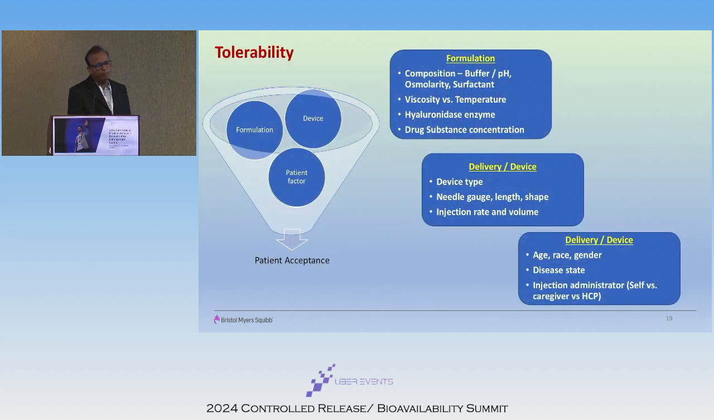The other most important part is tolerance: the injection site reactions and other complications and adverse effects that can happen from these biological antibodies. Besides the formulation and the PK, as we discussed, I think tolerance is also an important factor. When we talk about tolerance, we have the formulation, the device, and the patient factors. The formulation factors are the composition, the buffer, the pH, the surfactants that we use, and the viscosity. These all impact the tolerance. Same thing for the device: the type of device we're using, the injection rate and volume, and also the patient factors or human factors, which are also important.